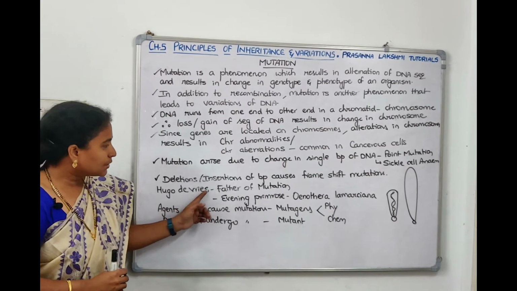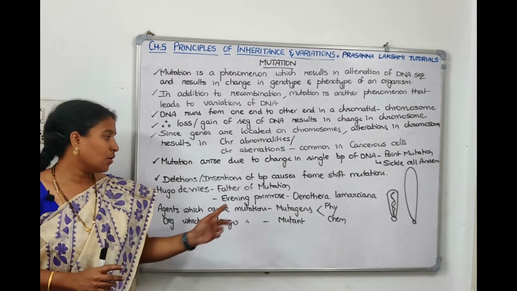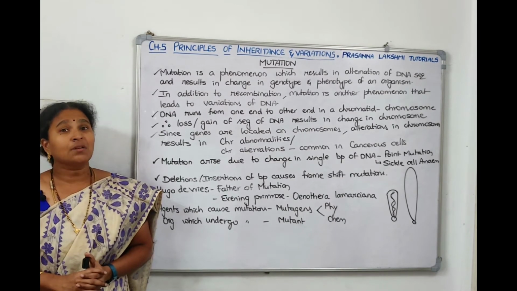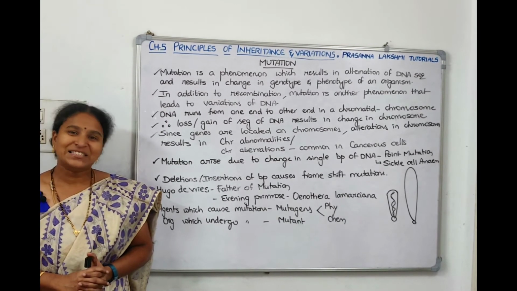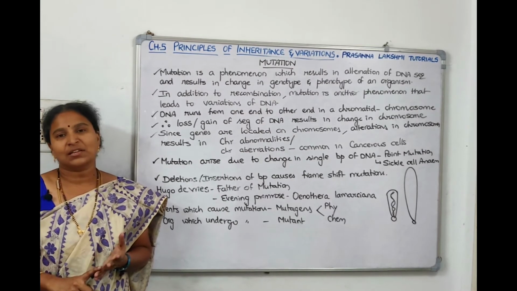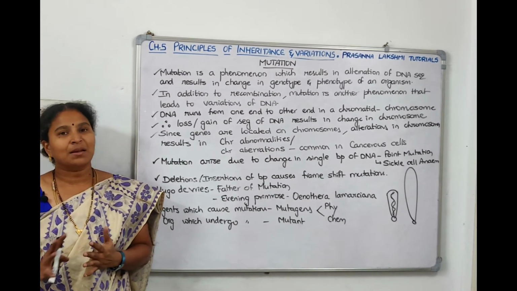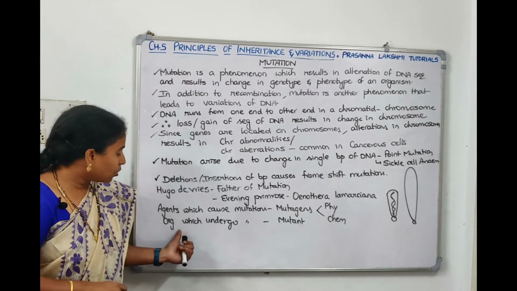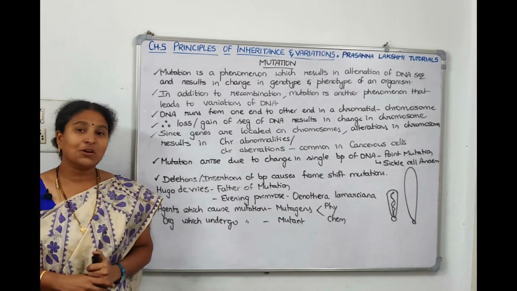Hugo de Vries is the father of mutation. He worked on a plant called evening primrose, which is called Oenothera lamarckiana. The agent which causes mutation is called mutagen. Mutagens can be physical or chemical. Colchicine causes chemical mutation, UV radiations will cause physical mutations.